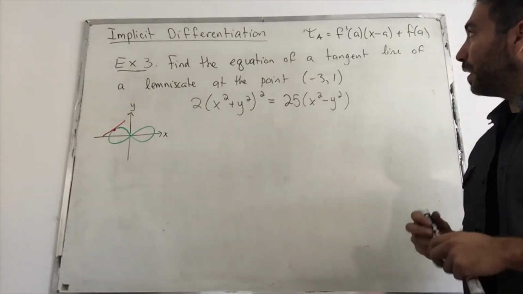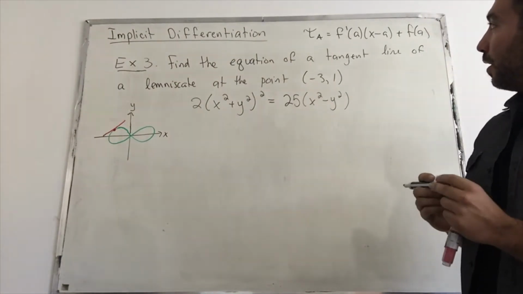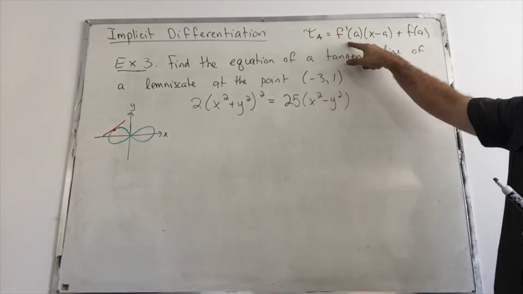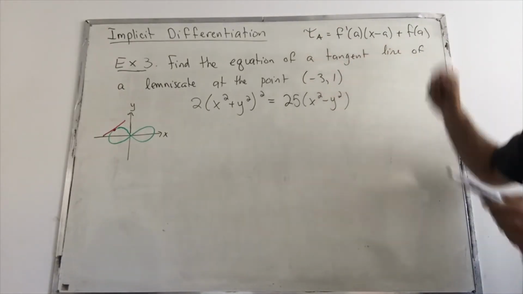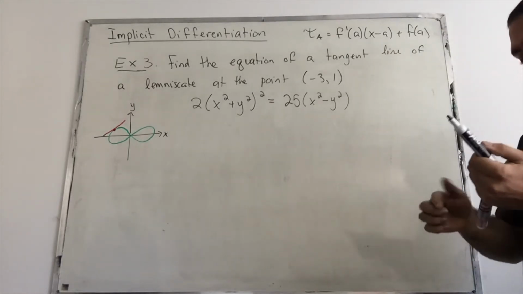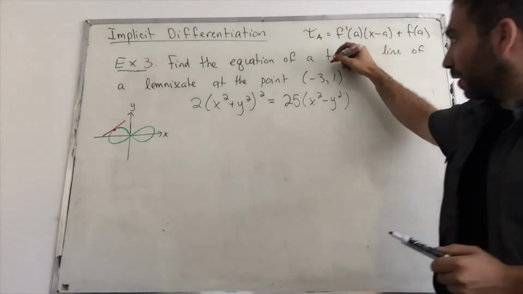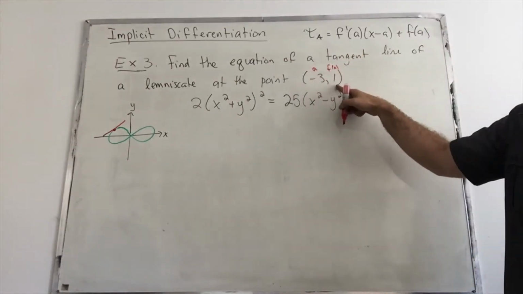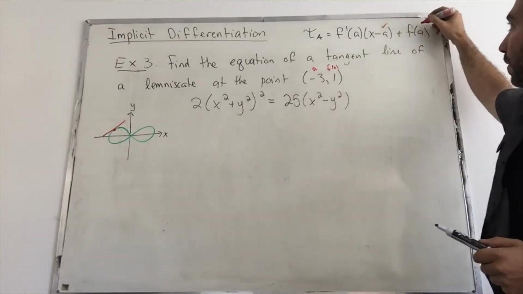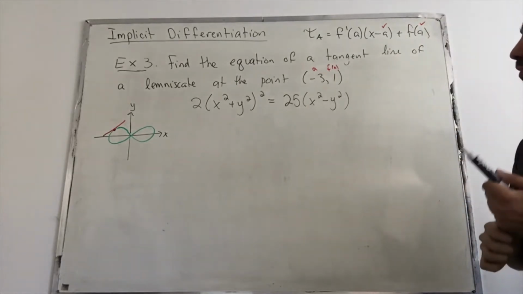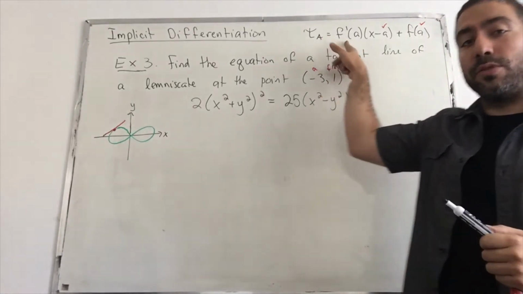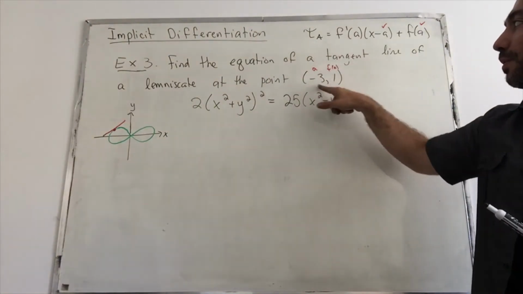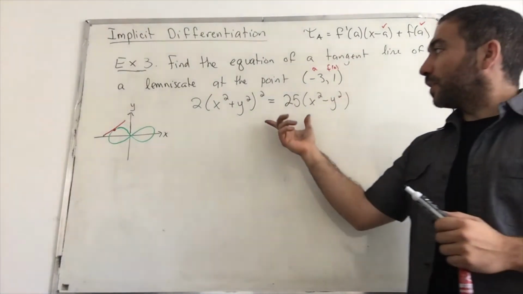So let's begin by reminding ourselves that the equation of a tangent line is f prime of a times x minus a plus f of a. So f of a is given. We know that a is -3 and f of a is 1. So this part here is done and this part here is given. What we have to do is find f prime of a, the derivative, and then, once we find the derivative, substitute our values in. So let's go ahead and do that.